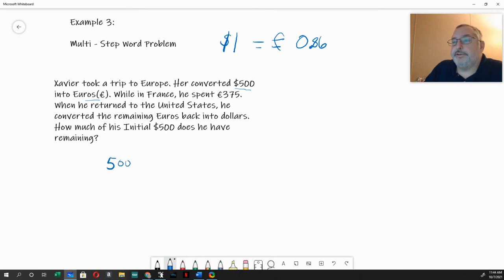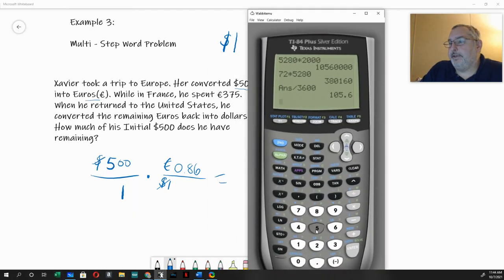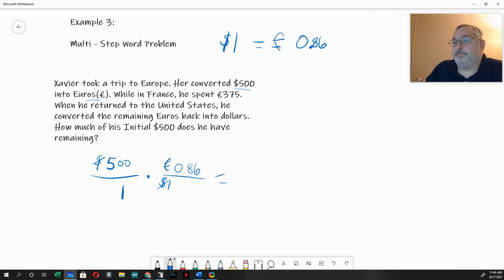So I've got $500. I'm converting that into euros. So when I do my conversion, remember what I want to cancel out goes on bottom. So $1 is what I want to cancel because I want to cancel out dollars. And so the conversion is 86 hundredths of a euro. And so this is my first conversion. So I'll pull my calculator out. I have 500 times 86 hundredths. And so that gives me 430 euros. Okay, so that's the first part.